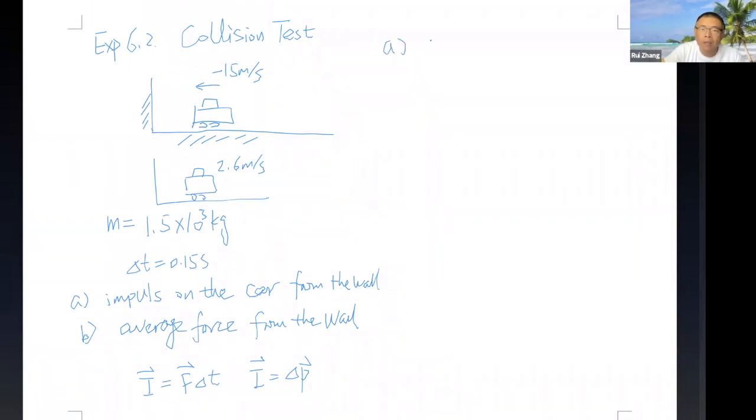Okay, so let's try to calculate momentum. The initial momentum p_i equals m v_i here. Well, they're vectors, you can put the arrow on top of them. So what is the initial velocity?